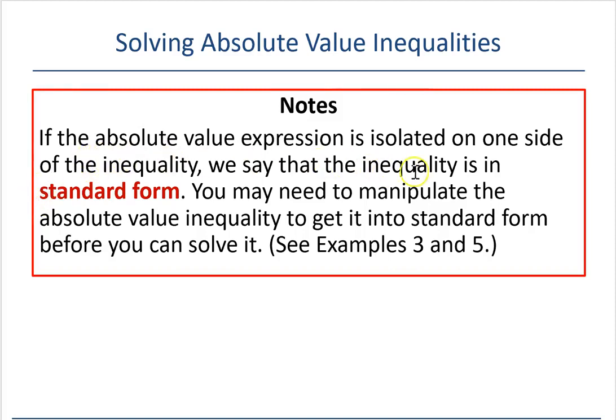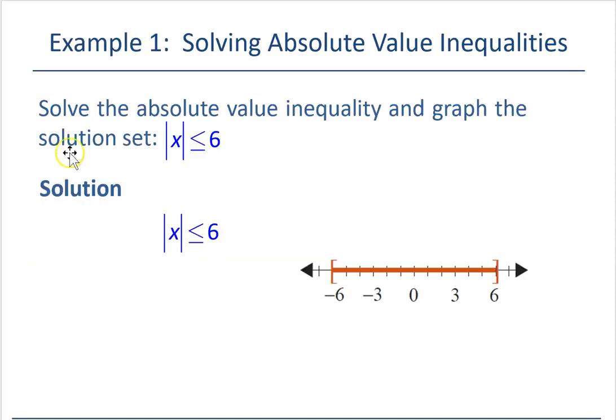Note, if the absolute value expression is isolated on one side of the inequality, we say the inequality is in standard form. We want to make sure the absolute values are by themselves, just like when we were solving them. Just like when they would have the equal sign, we're not changing the rules. Okay, so continuing on, let's look at an example here.